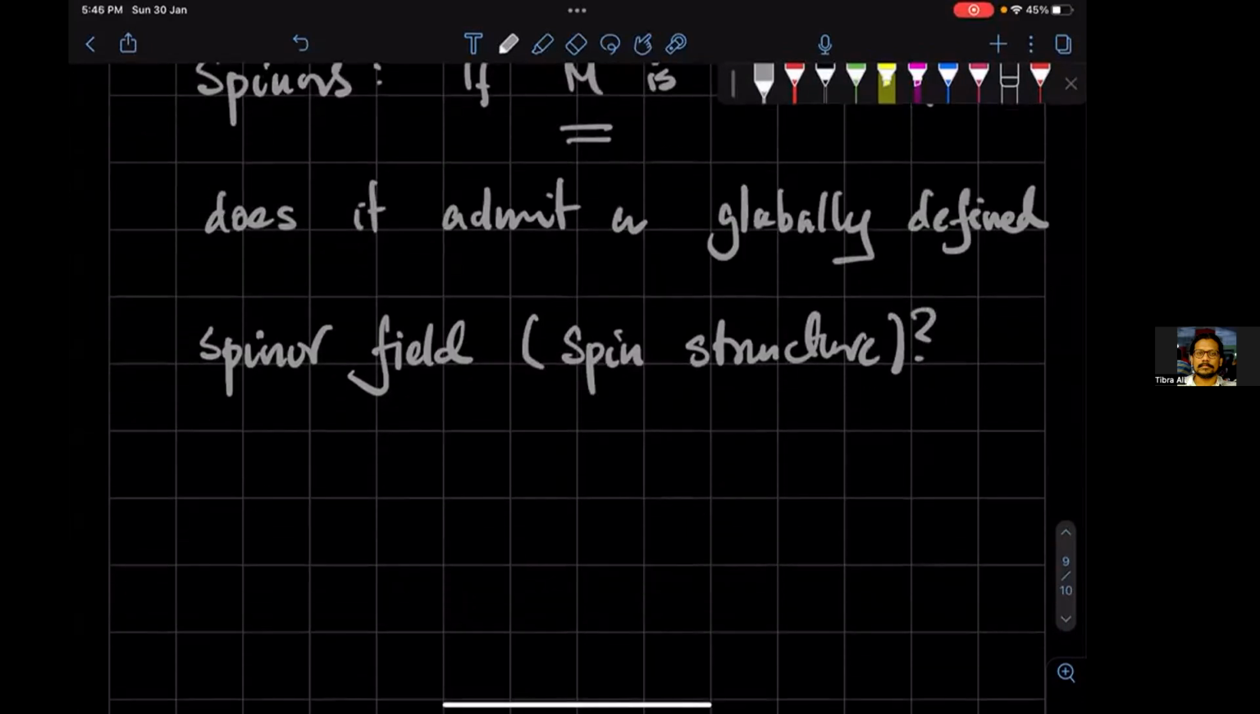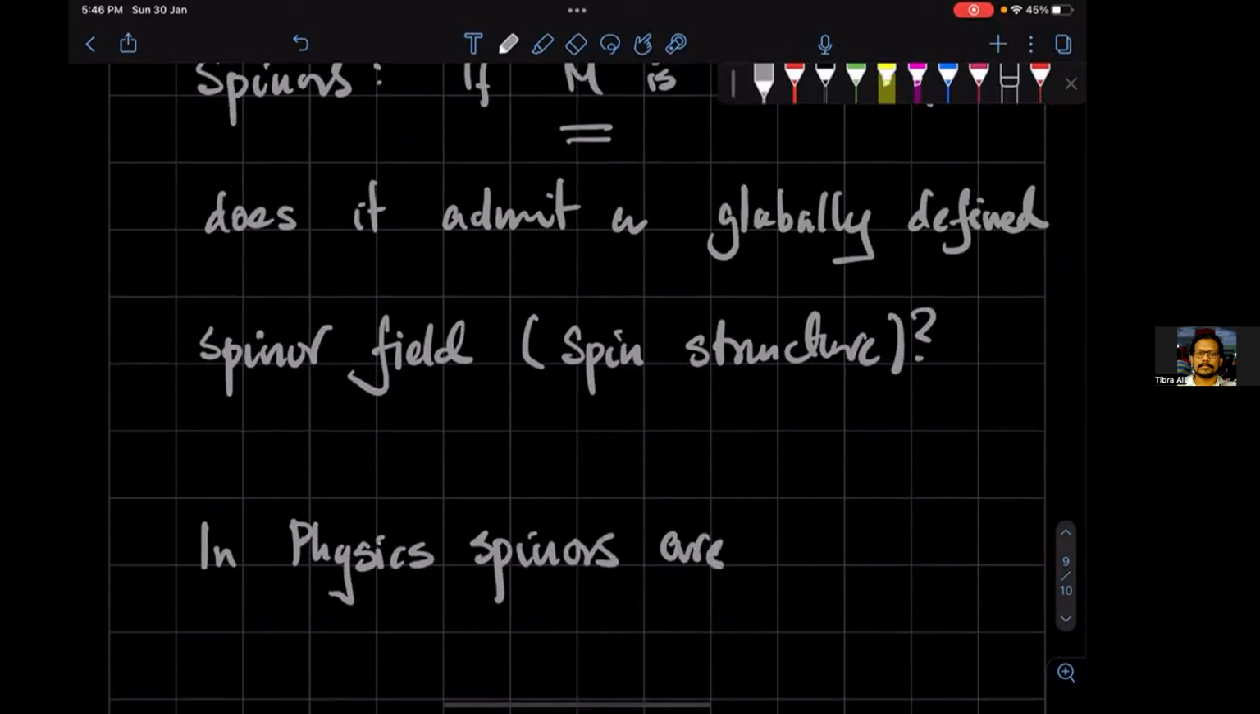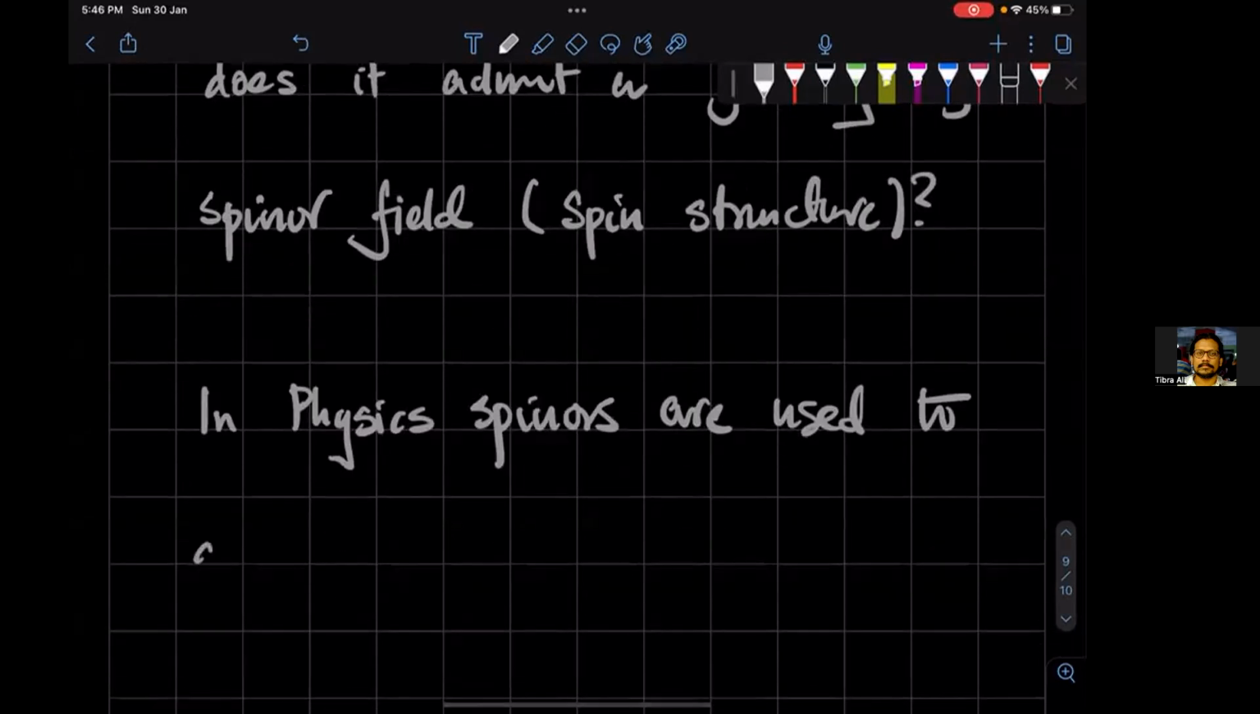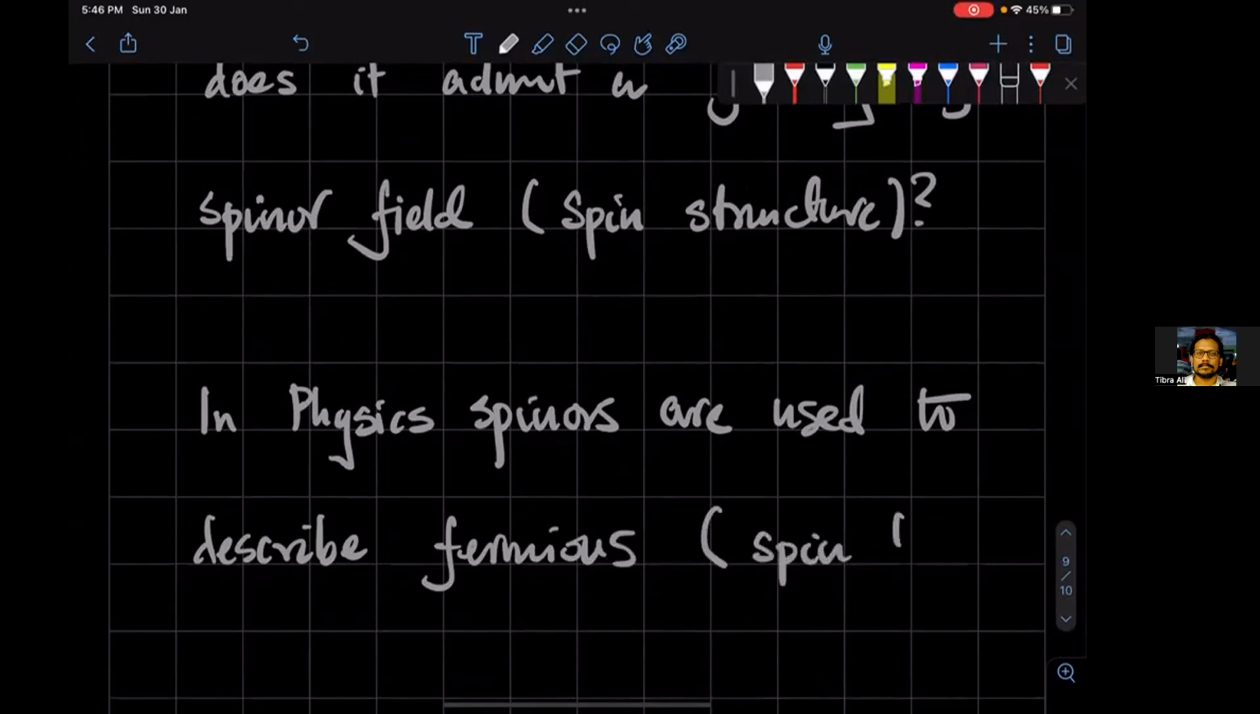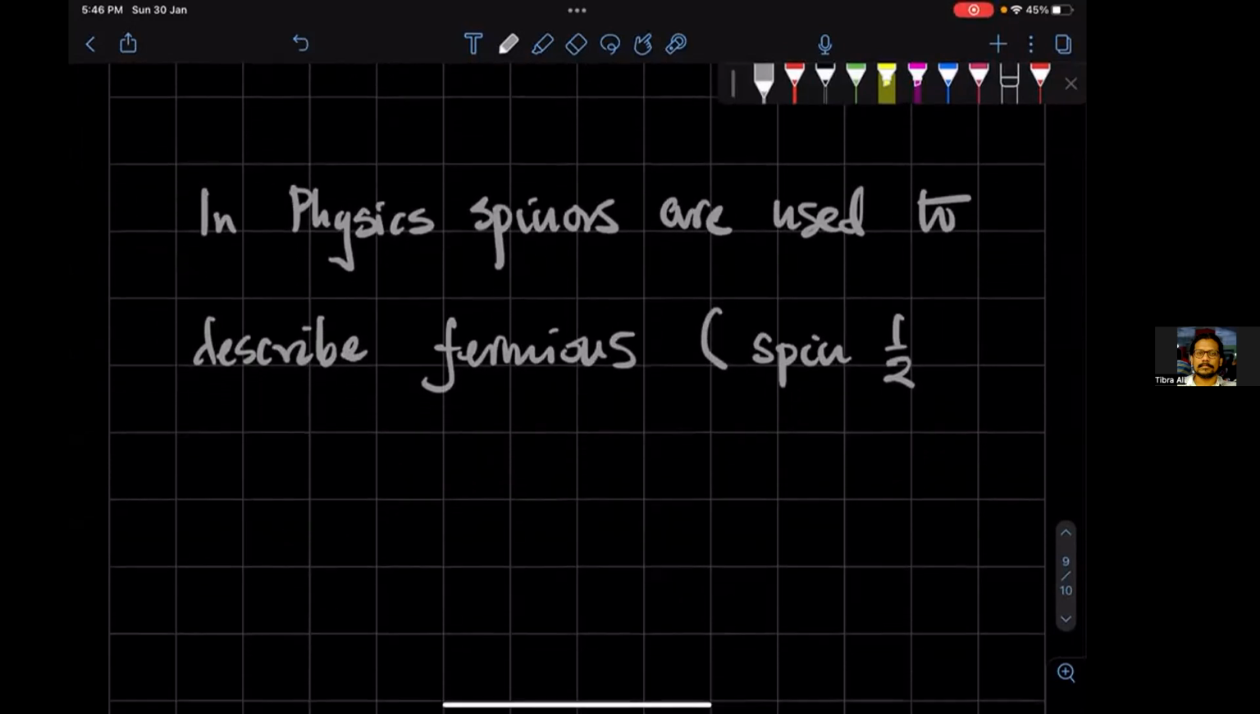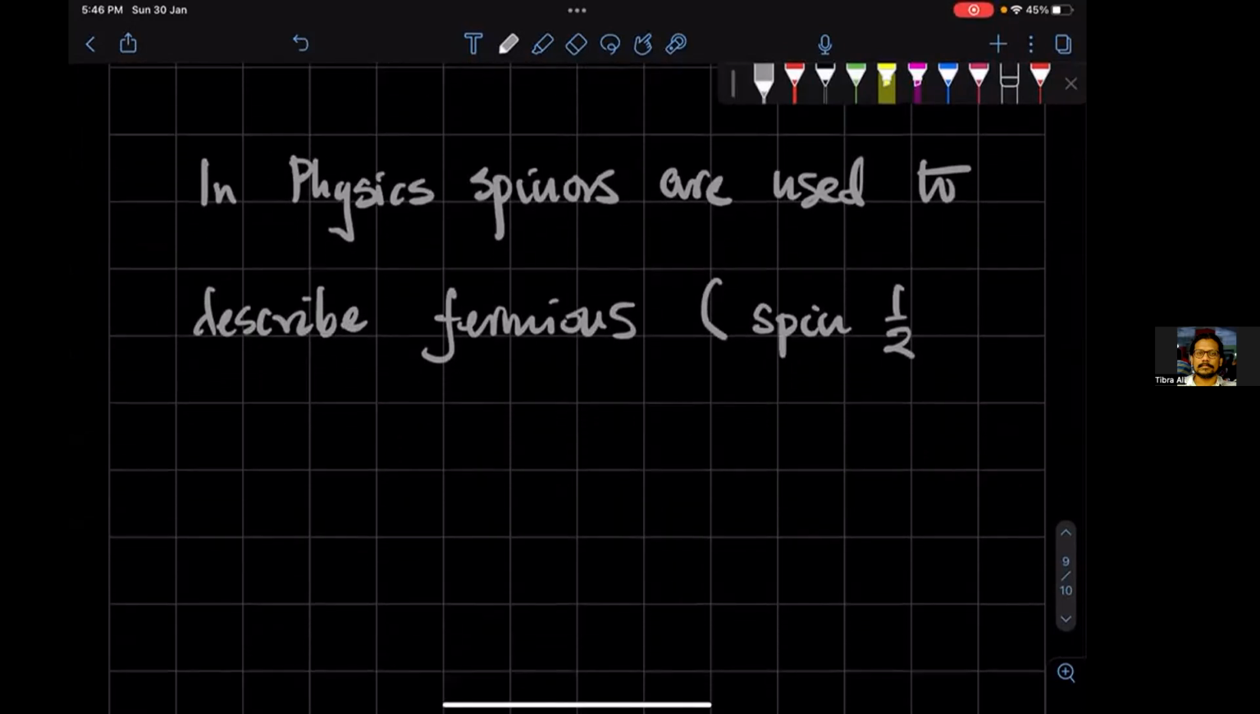But in physics, spinors are used to describe fermions. That is, spin half or odd integer multiples of spin half particles.